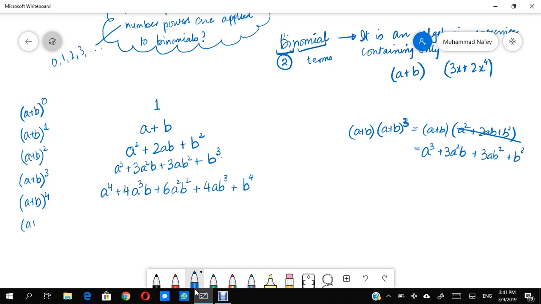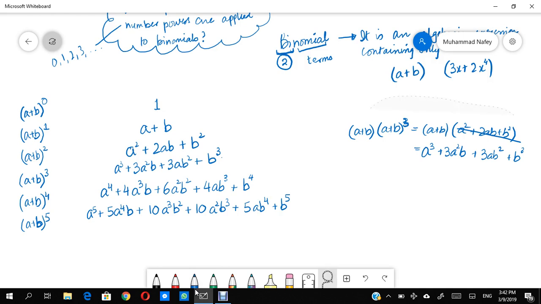One last, a plus b to the power of 5. And this is going to give us a to the power of 5 plus 5a to the power of 4 b add 10a cubed b squared add 10a squared b cubed add 5ab to the power of 4 add b to the power of 5.